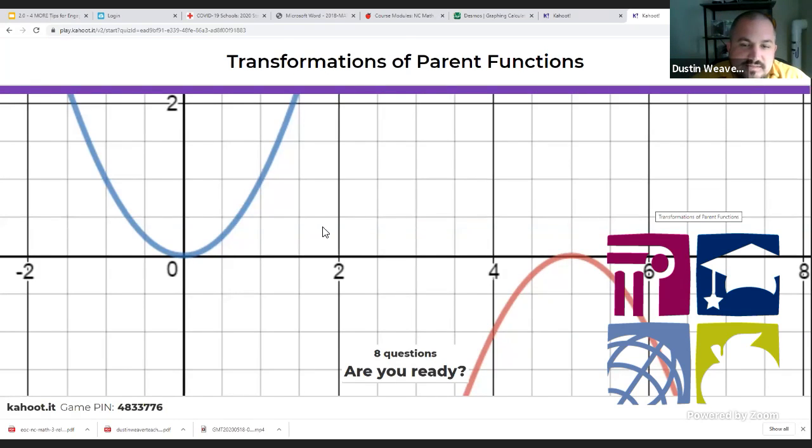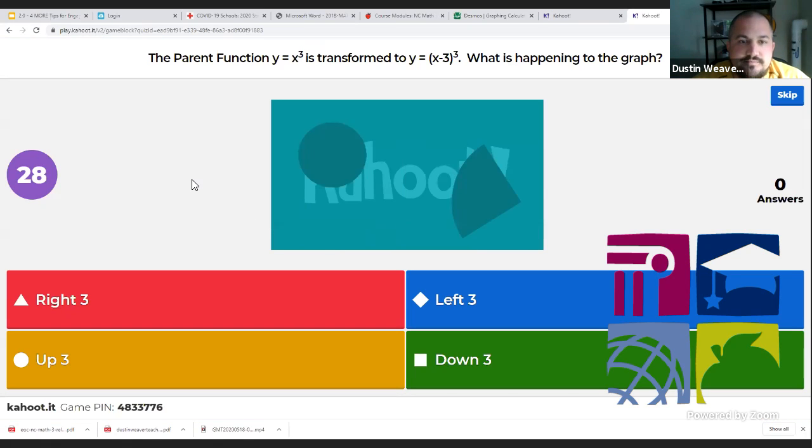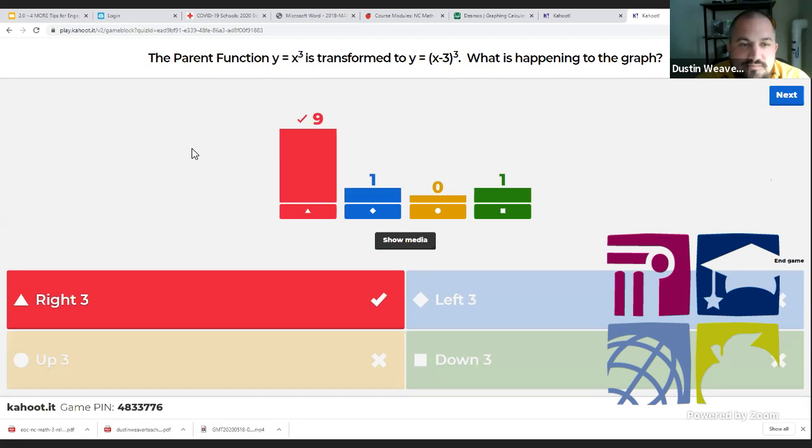Transformations of functions. Question number 1. What happens when you subtract inside of the parentheses? Correct. So anytime you subtract inside of parentheses, we are moving to the right. So we know that x to the third power, we change it to x minus 3 to the third power, we have moved it to the right.